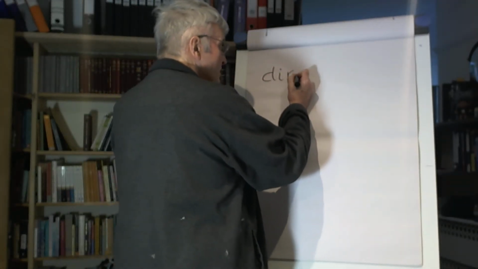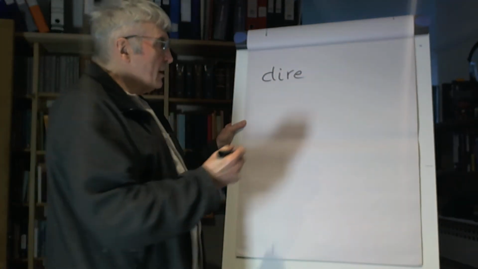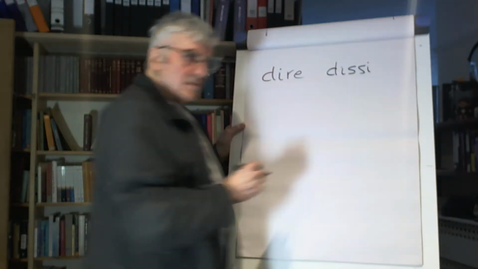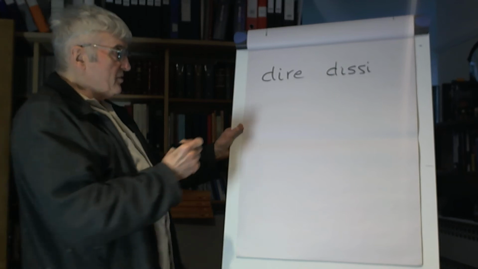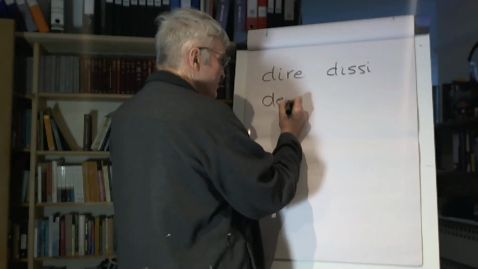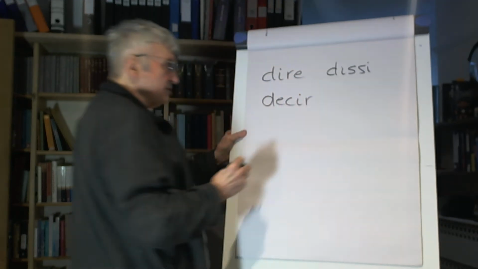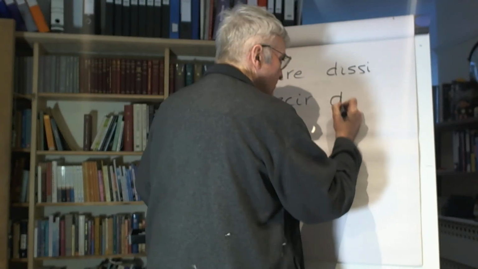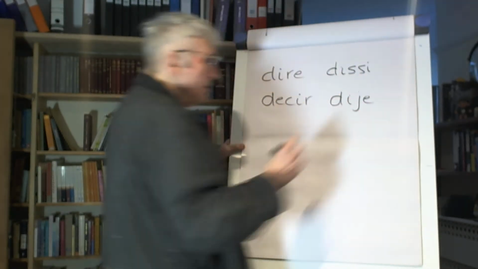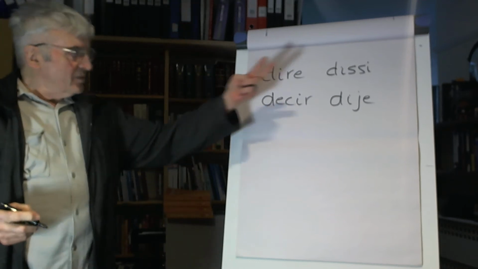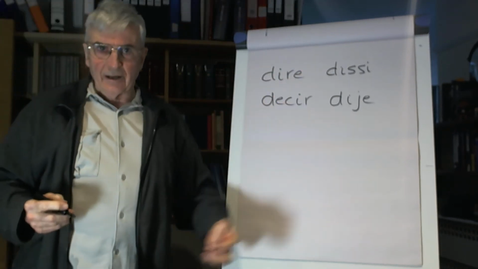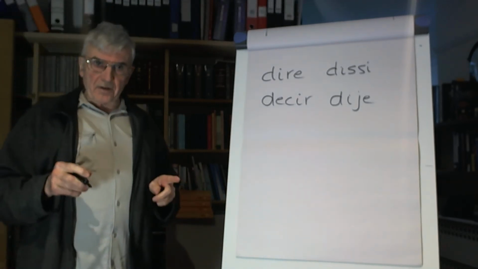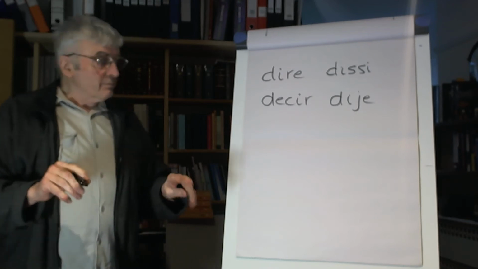Italian for to say is dire. The past tense, I said, is dissi. And in Spanish, to say, the infinitive, decir, and the equivalent of the Italian dissi, I said, is dije. Now, why does dire become dissi? Why does decir become dije in an apparently irregular and illogical manner? If you go back to the Latin root, everything will be completely clear.